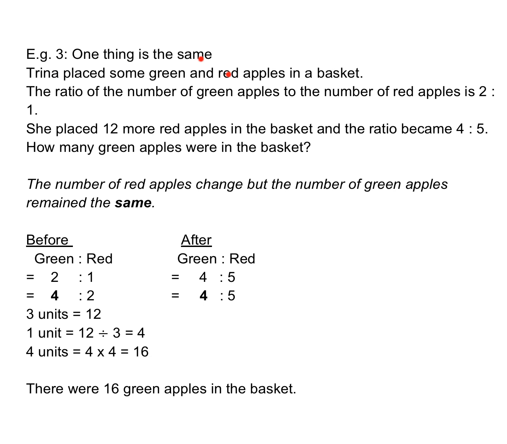So let's look at one of the questions, called one thing is the same. Trina placed some green and red apples in her basket. The ratio of the number of green apples to the number of red apples is 2 to 1. Now she placed 12 more red apples, so the ratio becomes 4 to 5. How many green apples were in the basket?